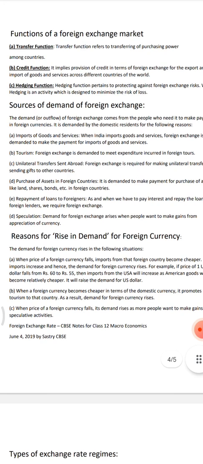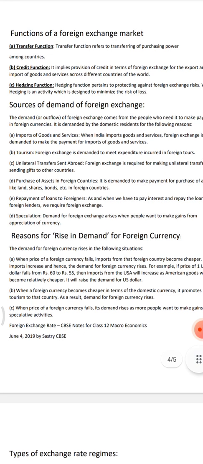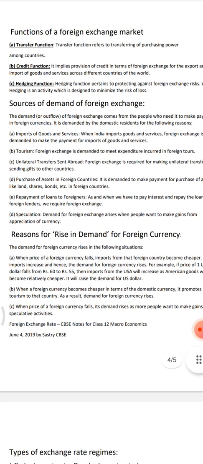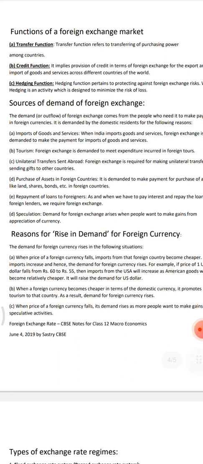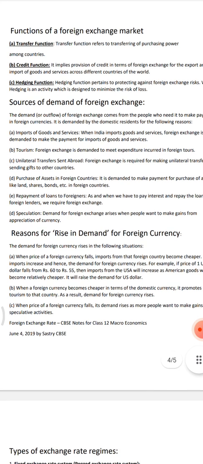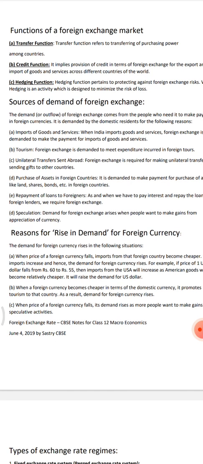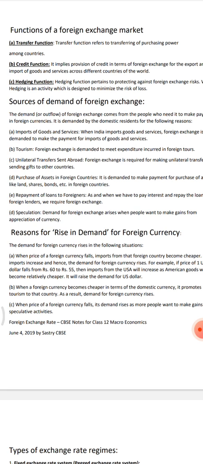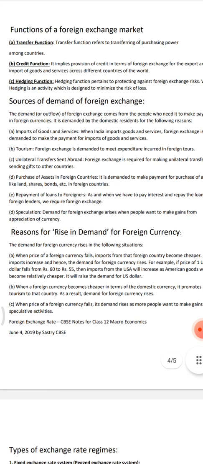Repayment of loans to foreigners. For example, if we have taken a loan from a foreign country or a foreigner, we need that foreign currency to pay the loan back to that country or person. The last one is speculation. Demand for foreign exchange arises when people want to make gains from the appreciation of the currency. So when there is appreciation of a currency, at that time we demand foreign exchange. These are the sources of demand, the reasons why we demand foreign currency.